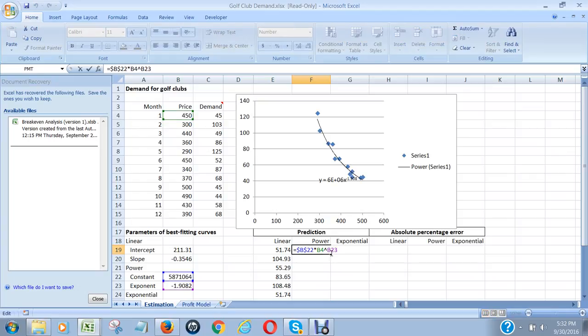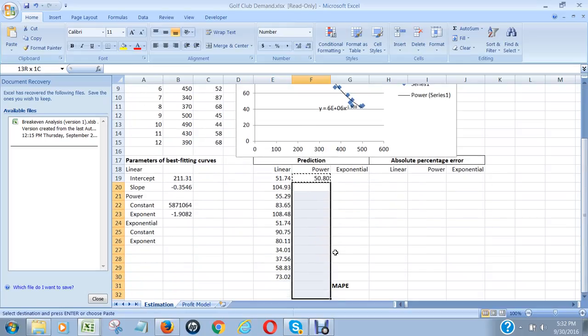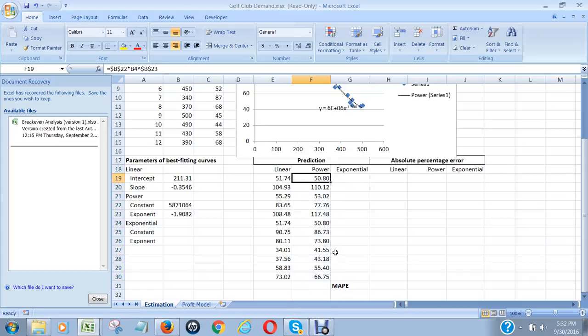And I am going to make sure that this is an absolute value so that when I copy it, it always goes back to that cell right there, so I don't get that error like I had last time. Let me put that all the way down. Okay, those are my predictions of what the demand should be based on the power function.